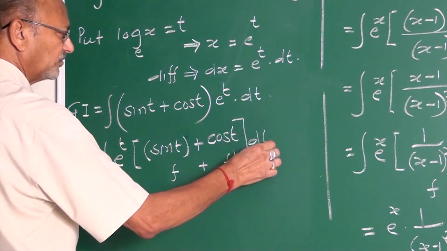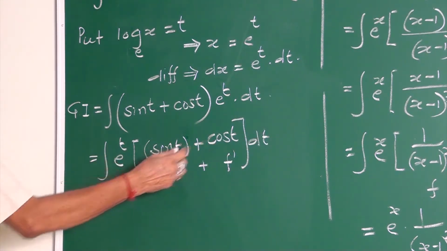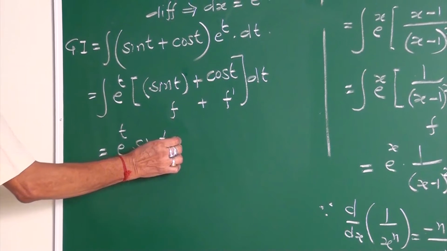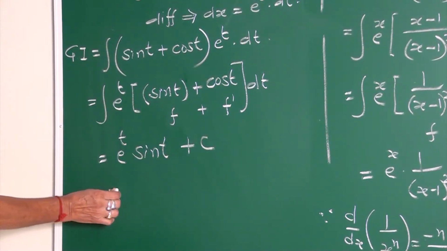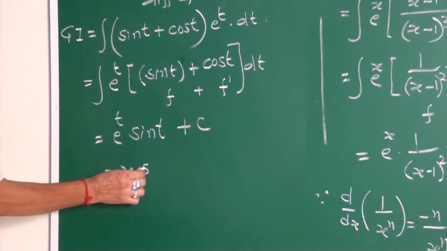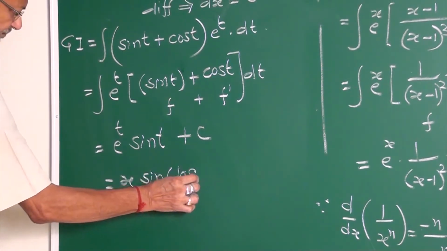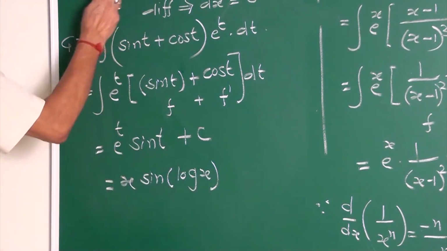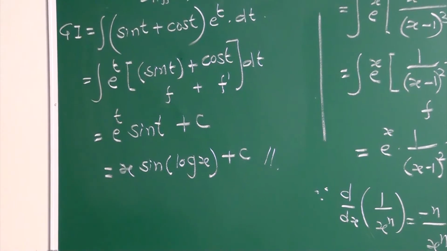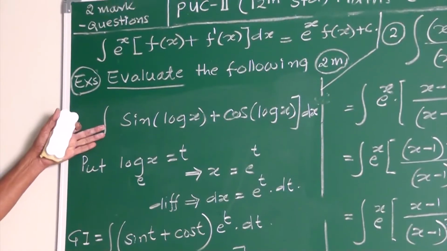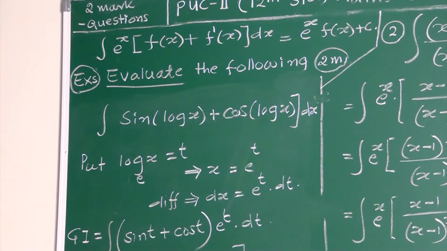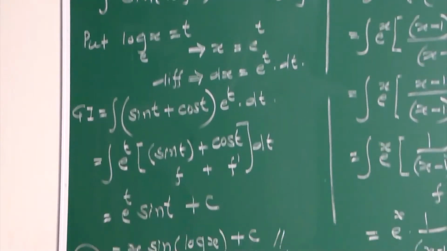Now e^t (f + f') is e^t into f, that is e^t sin t plus c. Put the value of t. e^t is x, so it is x sin(log x), since t is log x, plus c, my friends. This is also a good example under 2 mark questions. It is also there in your textbook. I think it is a solved example, maybe I have not checked it. Like this, they may give this example also.